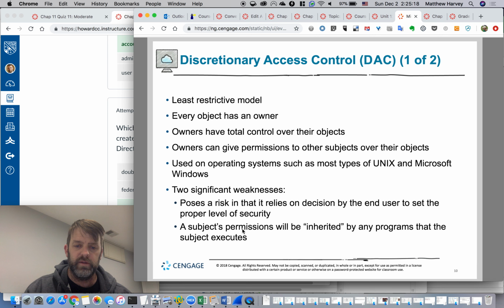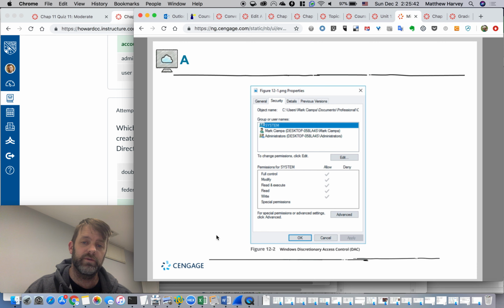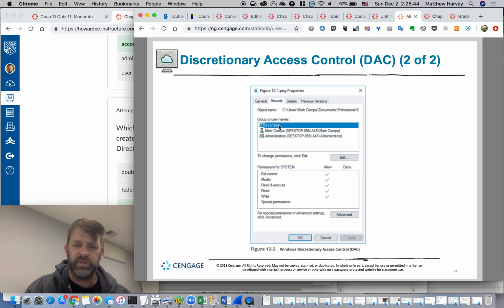Also, if you give access to a user, then generally any program they run is going to have access. This is commonly how things get gotten by hackers, right? A hacker gets onto your system and manages to get a program to run under your user ID, and then everything you have access to, the program that they're running now has access to. And this is what this looks like in Windows.